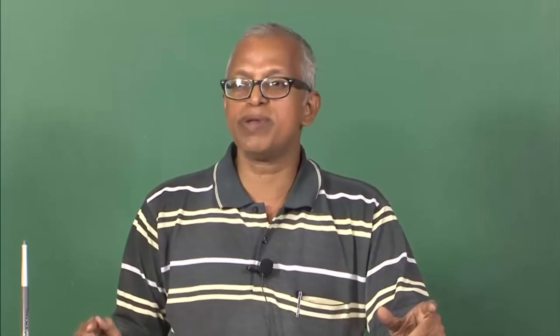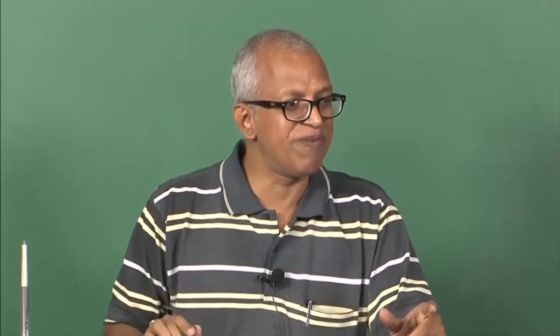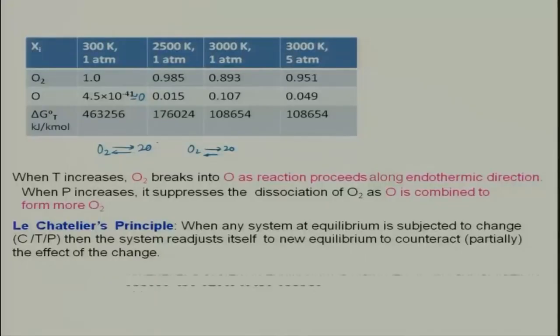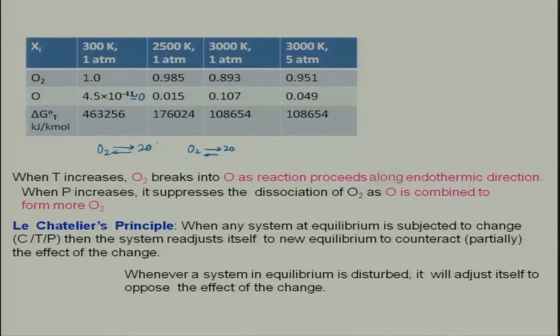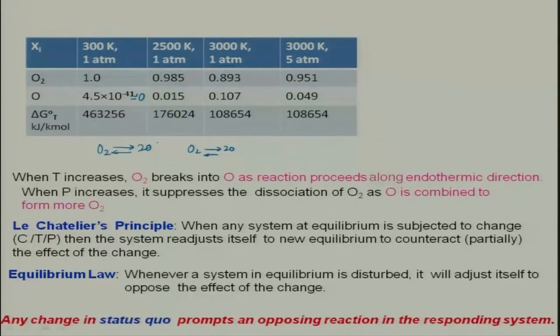So, I would urge upon you people to look at this thing. This is of course chemical equilibrium, but we should also look at it this way. That means, whenever a system in equilibrium is disturbed, it will adjust itself to oppose the effect of change, right. And that we call the equilibrium nature. This is the physical law, and we are all subjected to physical laws, so also our mind, right. So, therefore, we need to re-establish our equilibrium by opposing the cultural invasion which is spoiling our country at this moment, okay. So, any change in status quo prompts an opposing reaction in responding to it.